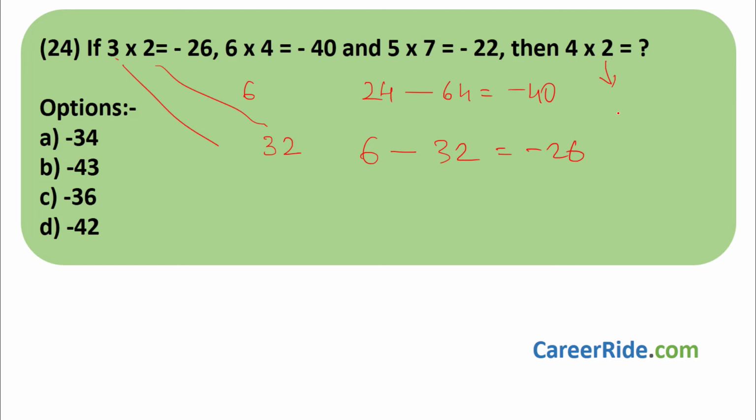4 2s, what will it be? 8. 4 and 2 is 42. 8 minus 42 is how much? How much you will get? 34. Minus 34. That is the answer.